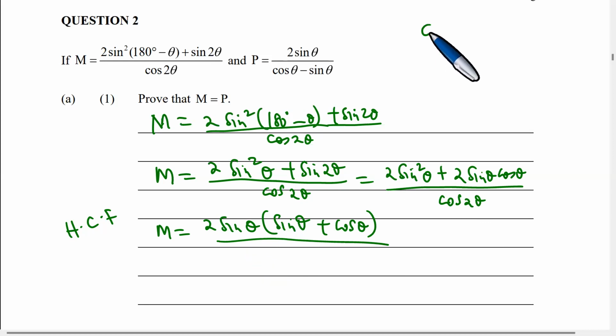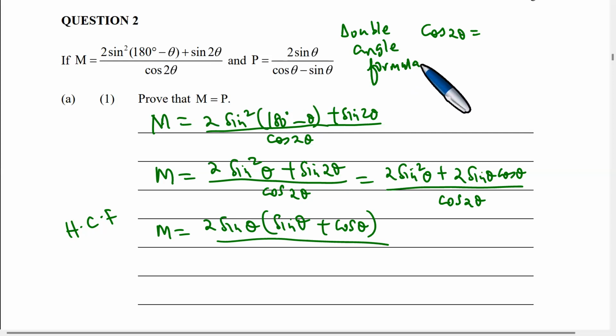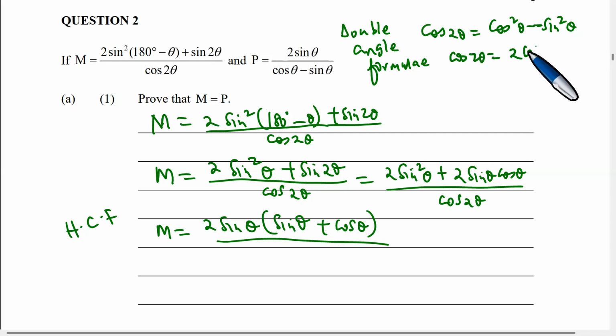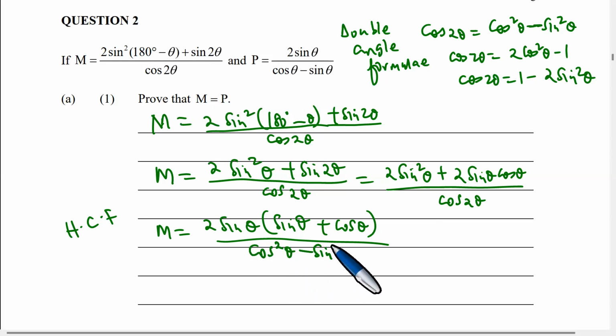Cosine 2 theta has a 2; it's called the double angle formulae. Cosine 2 theta can be written three ways: cosine squared theta minus sine squared theta; also 2 cosine squared theta minus 1; and 1 minus 2 sine squared theta. We need to choose one of these. But the top already has sine and cosine, so you need to choose the first one, which has both sine and cosine at once. So wherever there's cosine 2 theta, you can put cosine squared theta minus sine squared theta.